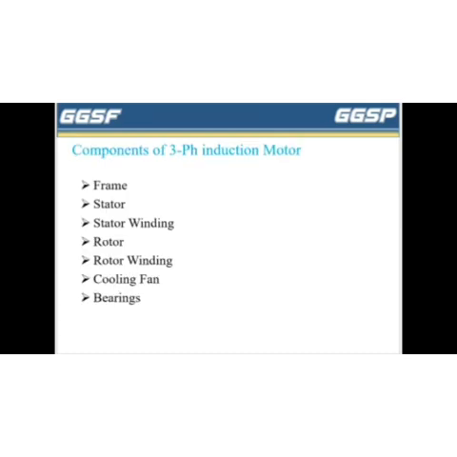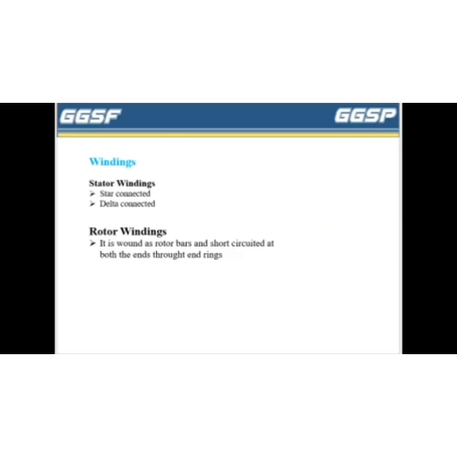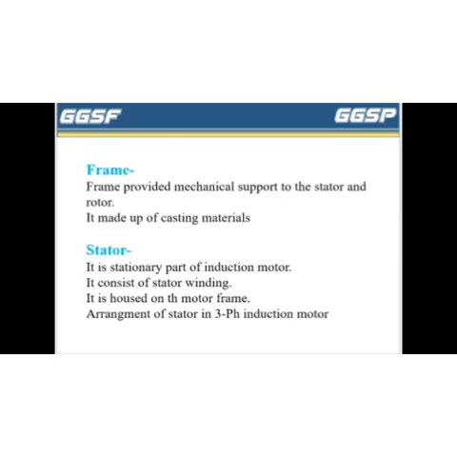Components of three-phase induction motor. First, frame. Second, stator. Third, stator winding. Fourth, rotor. Fifth, rotor winding. Sixth, cooling fan. And seventh is bearing. Frame: the frame provides mechanical support to the stator and rotor. It is made up of casting material.